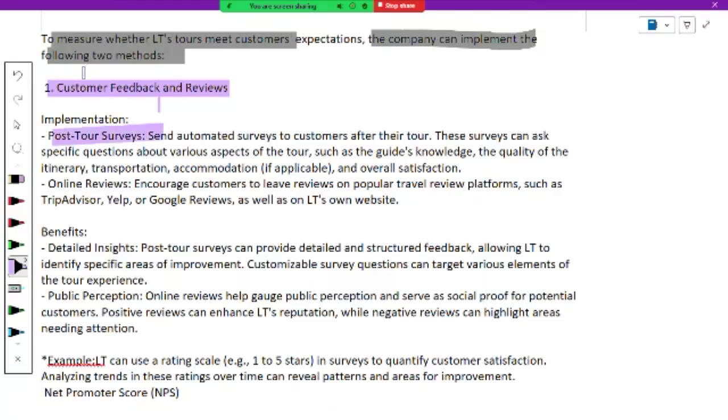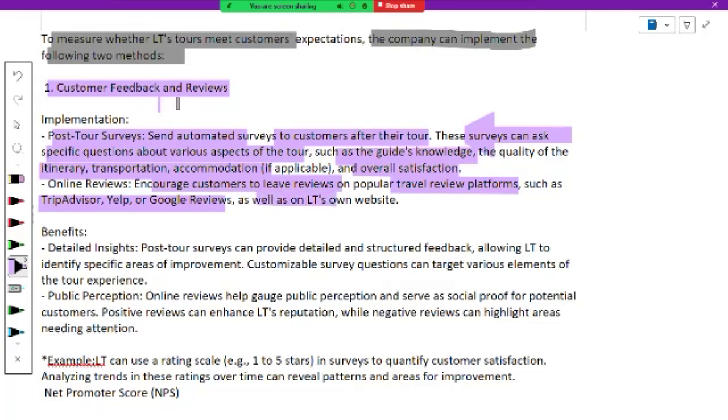Post tour surveys. So what does it mean? Send automated surveys to customers after their tour. These surveys can ask specific questions about various aspects of the tour, such as the guide's knowledge, the quality of the itinerary, transportation, accommodation if applicable, and overall satisfaction. And the number two thing we can use for getting customer feedback would be online reviews. Encourage customers to leave reviews on popular travel review platforms such as TripAdvisor, Yelp, or Google Reviews, as well as on LT's own website.